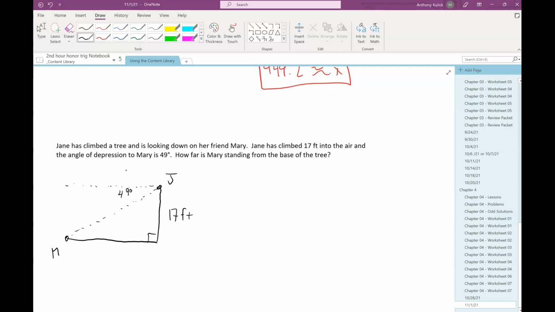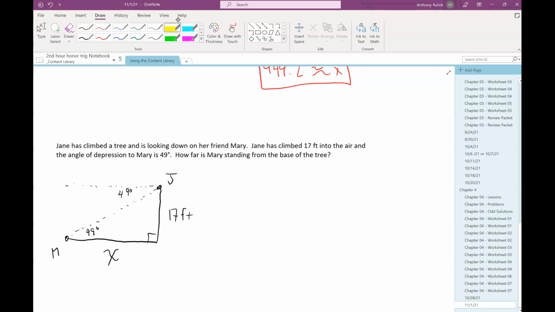Everybody's cool? So right away I can say that that angle is also 49 because of alternate interior angles. Everybody agree with that? Alternatively, you could say the other angle at J is 41. That would be okay also. But you need to get one of the angles inside of the triangle. And we're looking for this side x.